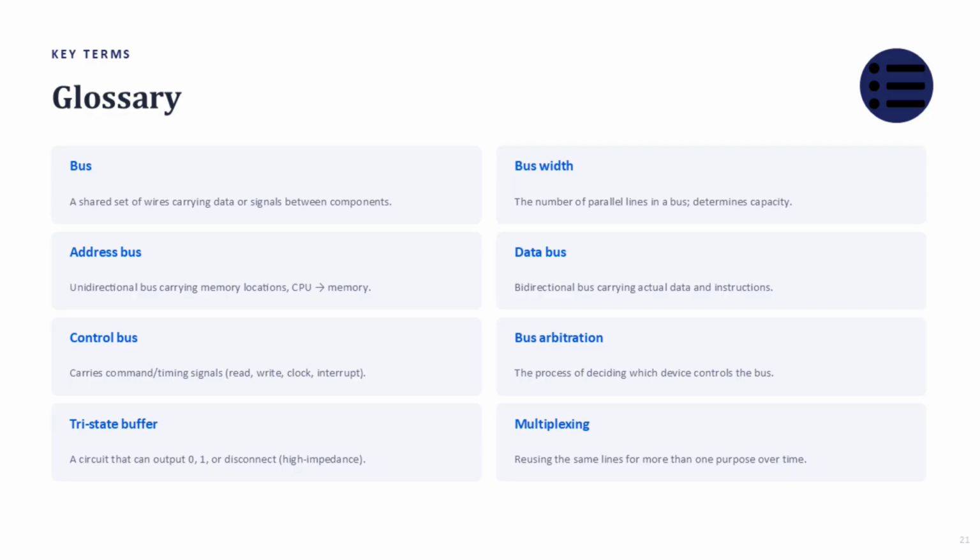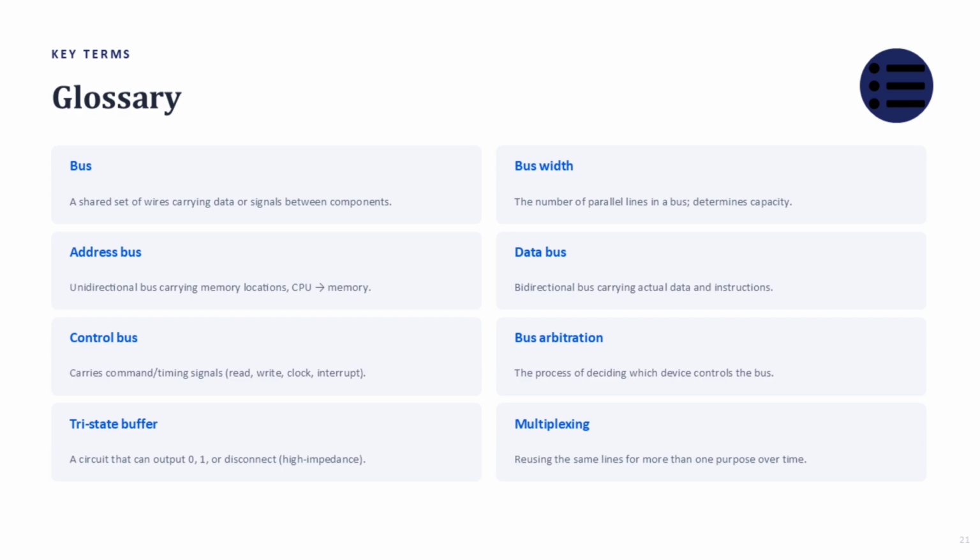Before we finish today's lesson, let's quickly revise the most important terms we have learned. These are the definitions you will often encounter in textbooks, examinations, and interviews. Let's go through them one by one. A bus is a shared communication pathway that carries data or signals between computer components. Bus width refers to the number of parallel lines in a bus, which determines its communication capacity.